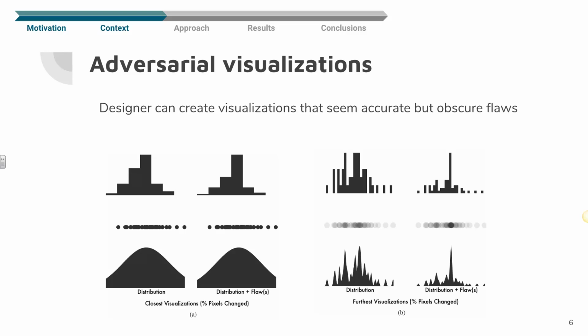So on the left, I show data distributions. The leftmost is without flaws, and the right is with flaws. And all of these plots have been designed to obscure those flaws, whereas on the right set of plots, we have the same thing going on, but the parameters have been adjusted to highlight the flaws. So this is an example of what they call adversarial visualizations.